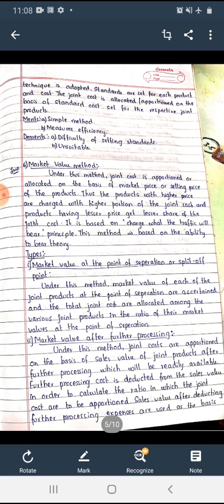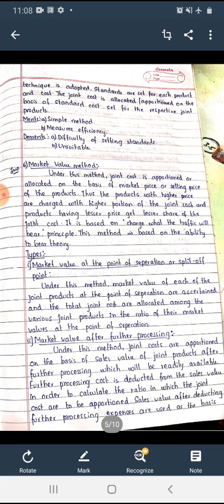It may mean any of the following. Okay, first method under the market value method: market value at the split-off or the separation point. Under this method, the market value of each of the joint products at the point of separation is ascertained, and the total joint cost is apportioned among the various joint products in the ratio of their market value at the point of separation.